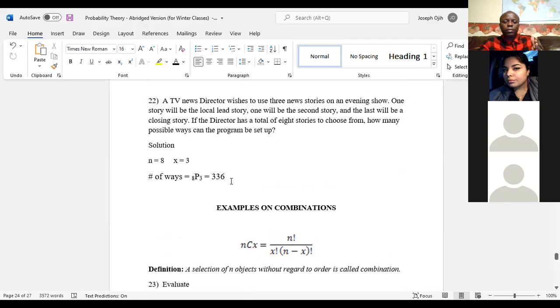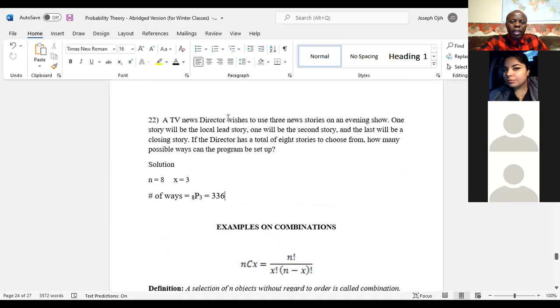Yeah, I have a question. X is equal to 3. Where does the 3 come from? The director wishes to use 3 news stories. That's how the 3 came about.